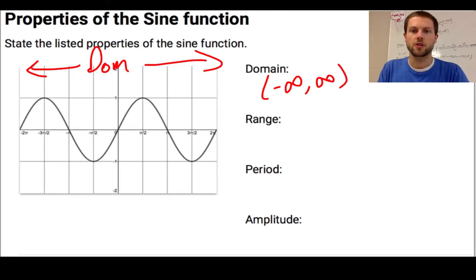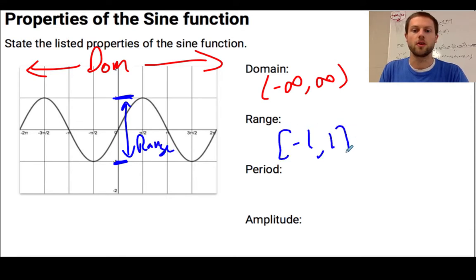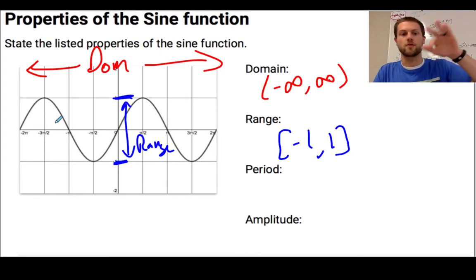And then the range, that's all of my y values, and that's going to go from negative 1 up to positive 1. There's my range. So I can say this is negative 1 to 1. My period, this is kind of a new term. This is basically the time that it takes from my starting point to the ending point of one of my waves of this function.